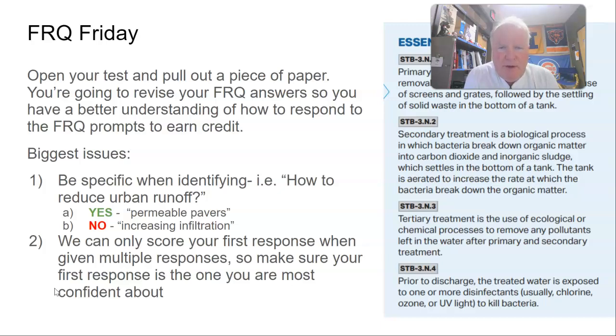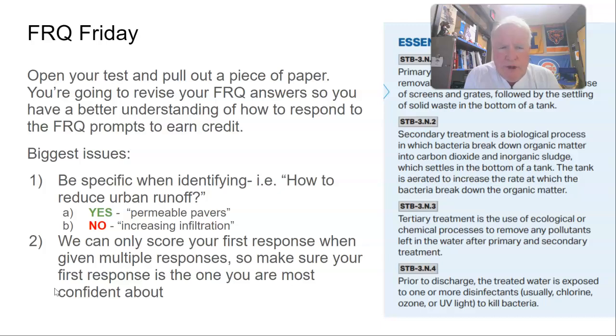And then the second part is we need to rewrite our FRQs from Unit 2. So I'm going to go real quickly through some suggestions on that. But what you'll do is you'll just open up your notebook, you'll open up your test, and you're going to rewrite your answers to the FRQs, especially the ones you got wrong. And then you'll take a picture, and I'll have a spot in the Google Classroom for you to turn that in.